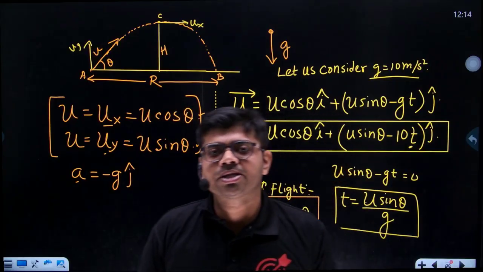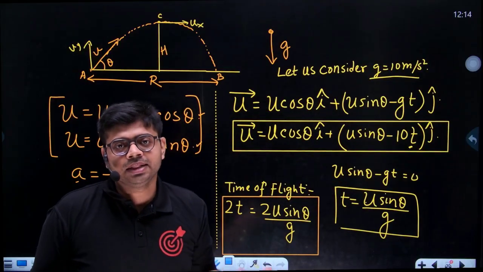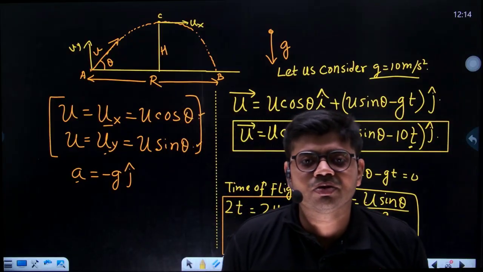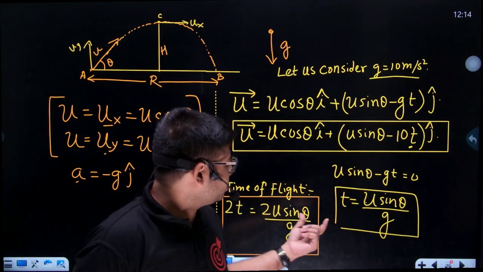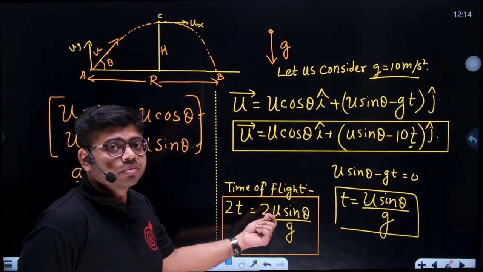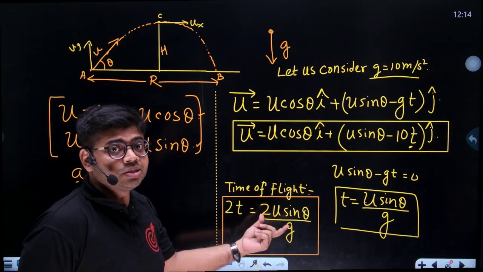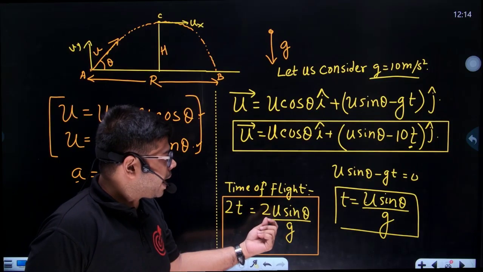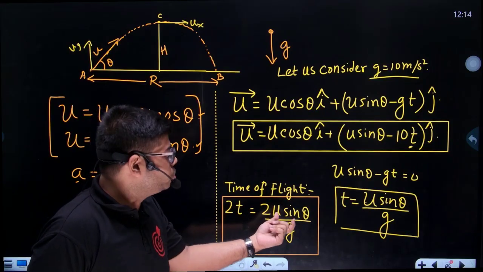कौन सा एंगल पे sin theta maximum है? Sin theta is maximum when theta is equal to 90 degree. Then this time of flight is going to be maximum, and that is going to be 2u by g.